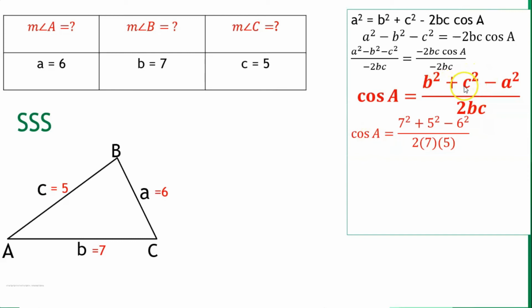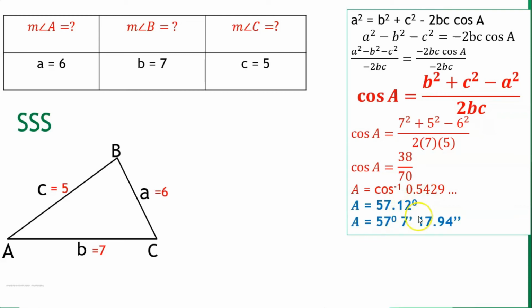At this point, we will substitute. Our b is 7, our c is 5, and our a is 6, divided by 2 times 7 times 5. Simplifying this, we will have 38 over 70. So, solving for A, that's arc cosine 0.5429, making use of your calculator. So, angle A here is 57.12 degrees, or in exact measurement, that's 57 degrees, 7 minutes, and 17.94 seconds.